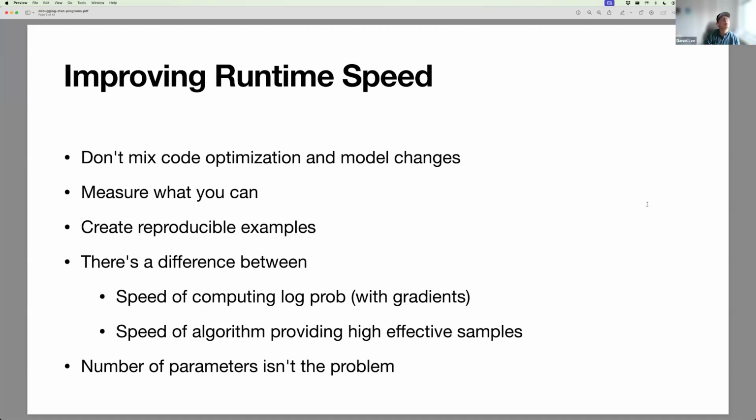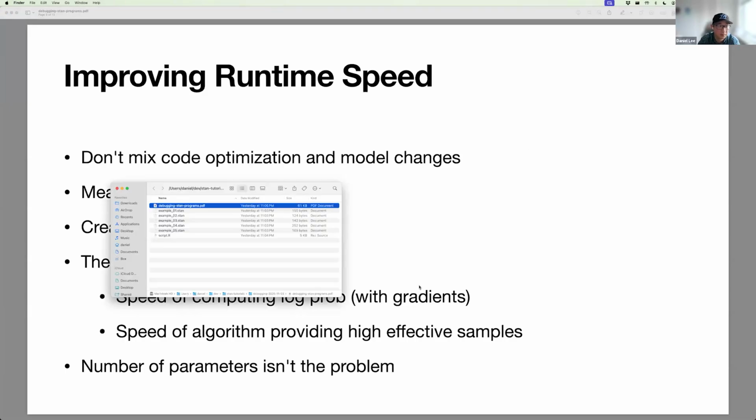But that's only going to get you percentages of speed. If you actually change your model so that the no-U-turn sampler is good at providing high effective samples, that's going to give you orders of magnitude. So there is a difference between those. I think naively people think that the number of parameters is the problem, but it's usually not. You can have a lot of parameters, and sometimes adding more parameters will make the speed better.